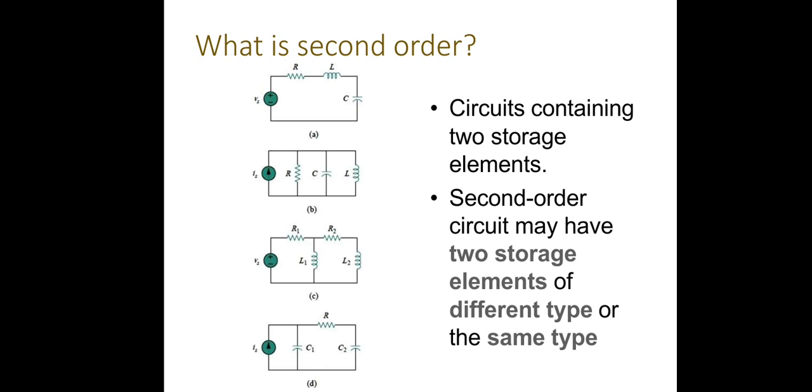The basic elements are the three elements here, R, L and C, which will be connected in series with the voltage source. That is the first diagram, and the second diagram is the parallel circuit. The RLC parallel circuit has a current source, but in the previous figure the voltage is the source. A second order circuit may have two storage elements, of different types or the same type.